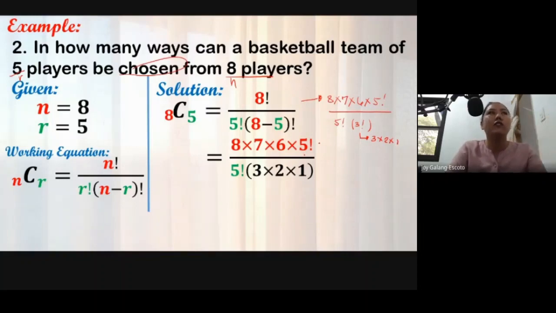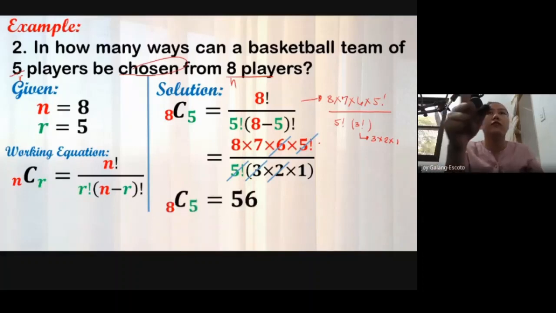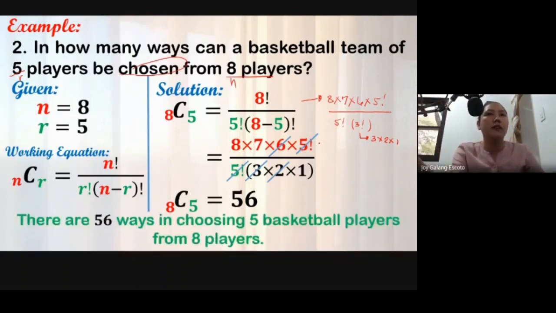Then after that, you have to simplify the expression by canceling out the same number or same expression. Say 5 factorial divided by 5 factorial is 1, so cancel out. And as you can see, 3 times 2, that is 6, so cancel out 6. And then you will have 8 times 7, and 8 times 7 is equal to 56. So the combination of 8 players taken 5 at a time is 56. And then do not forget your conclusion. Therefore, there are 56 ways of choosing 5 basketball players from 8 players.